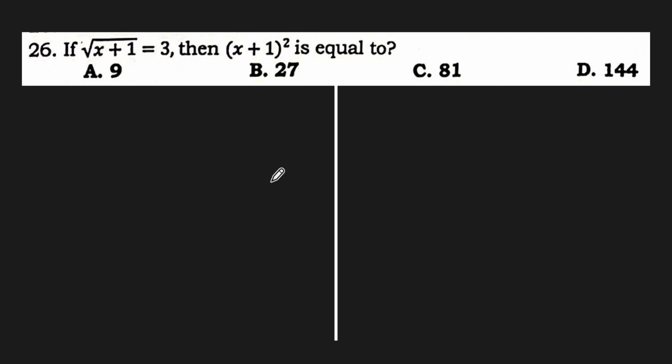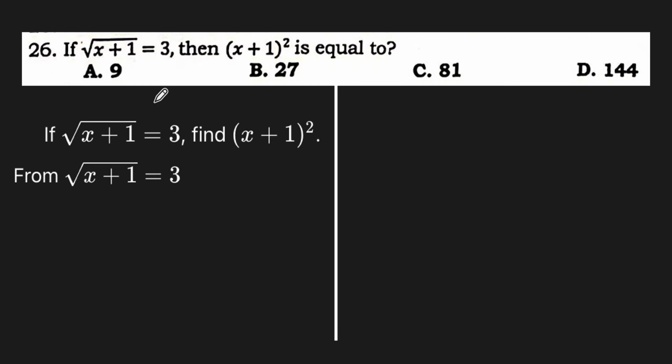26. If square root of x plus 1 equals 3, then x plus 1 squared is equal to. So here we have the square root of x plus 1 equals 3. We just find x plus 1 squared. From square root of x plus 1 equals 3, we get x plus 1 equals 9. Why? Because we want to eliminate this square root, we have to square both sides. And then canceling this one, x plus 1 would be the remaining.